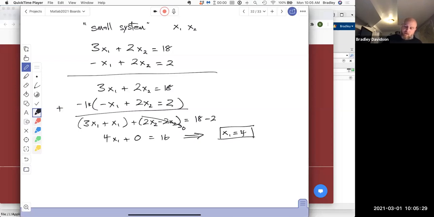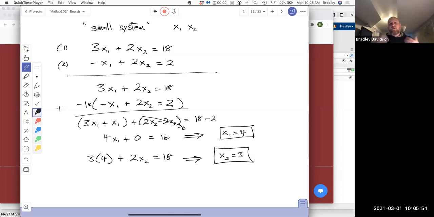And then we'll plug this back into, this is equation 1, this is equation 2. When we plug this back into equation 1 and then solve for x2, we get 3 times 4 plus 2 x2 is equal to 18. And then this gives us that x2 is equal to 3. Okay, so these are things that you've been doing for years, probably since Algebra 1 or Algebra 2. But what we want to do here, we're interested in matrix methods.